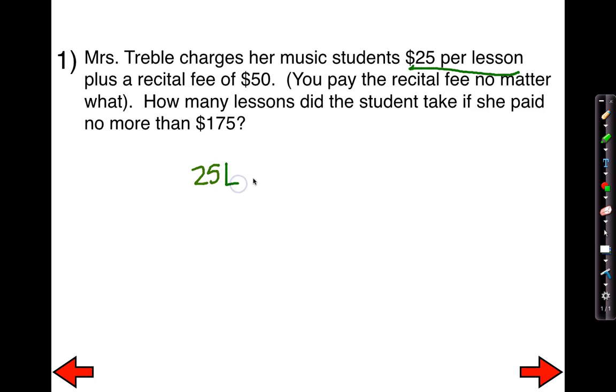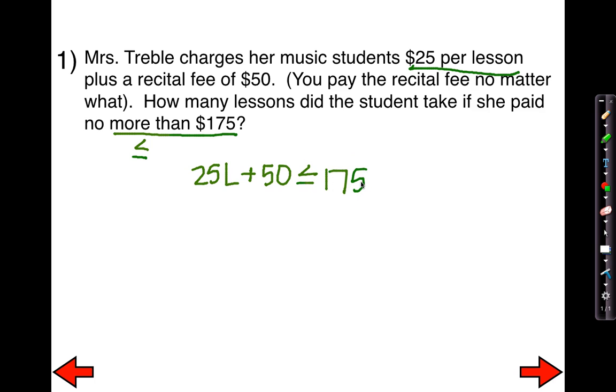L, the reason why I would choose L instead of X or something like that is because L is going to remind me that it's lessons. It's $25 times the amount of lessons. Now you are going to get charged a $50 recital fee every time, so we're going to add $50 to that. Since it's no more than, we looked at our chart earlier, it means less than or equal to 175. So I'm going to go ahead and write less than or equal to 175.